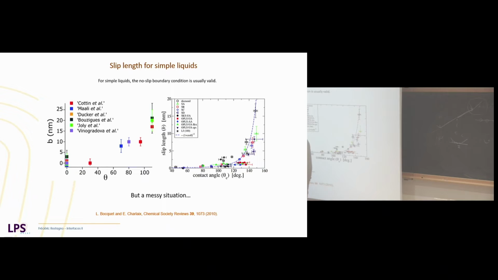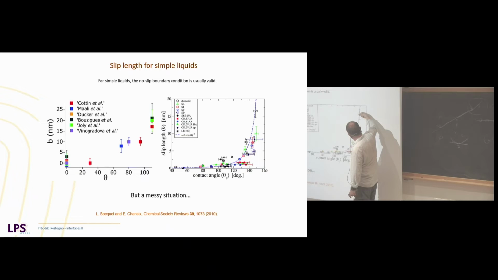And here are numerical simulations. That's a paper which is now 10 years old, but things have not changed that much about numerical simulation. That's the numerical simulation for a very fancy molecular potential. So they really try hard to mimic water. And what they have is basically the same order of magnitude for the slip lengths, which go from 0.25 nanometer.